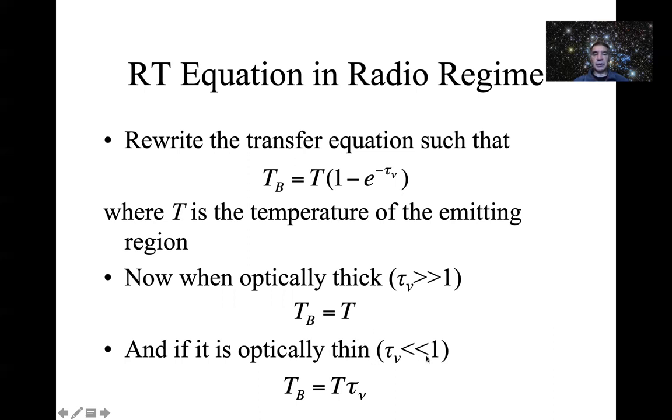If you're in the optically thin situation, then your brightness temperature will be a lot less than the temperature of the gas that you are observing. And that's because it'll depend on the optical depth, which will be much less than 1. Okay, and we'll be putting some of these into effect in the workshop associated with this lecture.